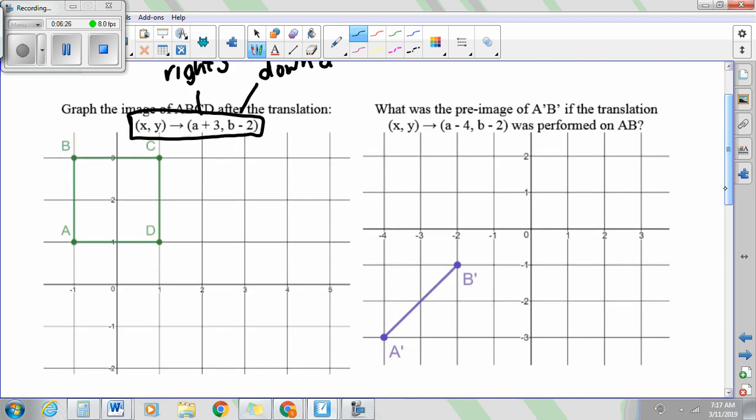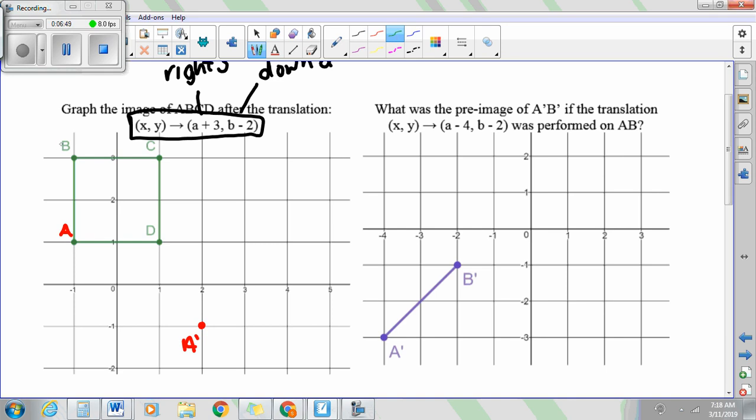So I'm going to take each of these points and I'm going to move them. And I should also end up with a square. You always end up with the same shape you started with. So let's take A. If I take A, move it to the right 3, 1, 2, 3, and down 2, I'm going to wind up right here. So let's mark that with A prime.